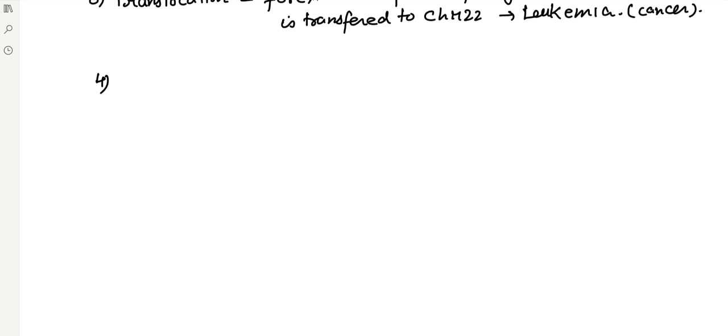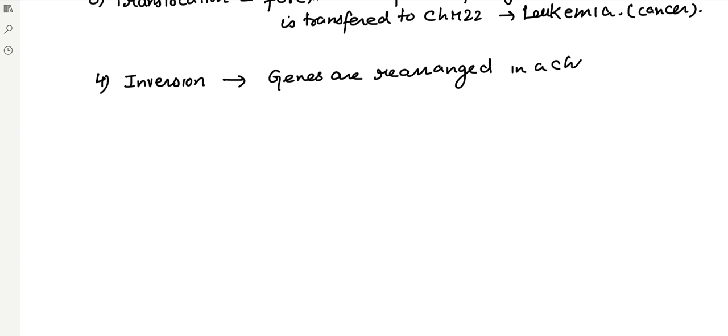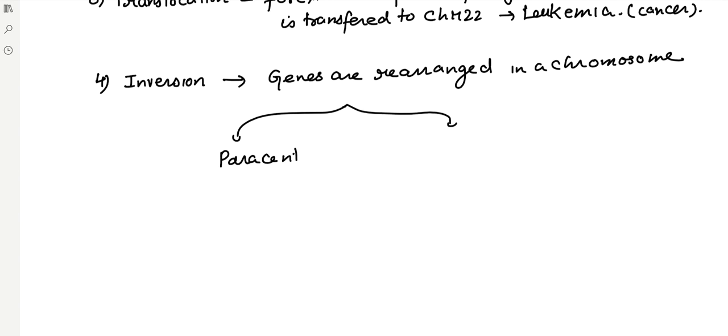Write this down. The last type of chromosomal variation is inversion. Now inversion, what happened? Genes are rearranged in a chromosome due to switching. So you will have two different types. You have something called paracentric and you have something called pericentric.